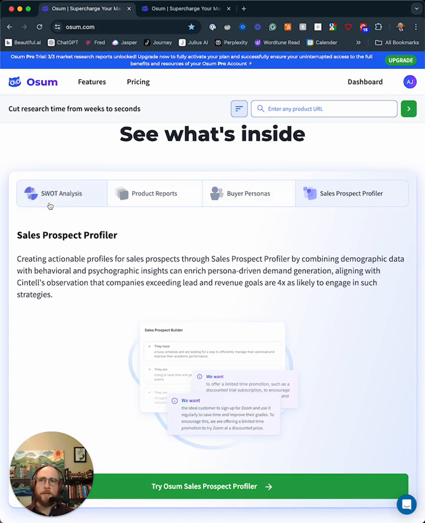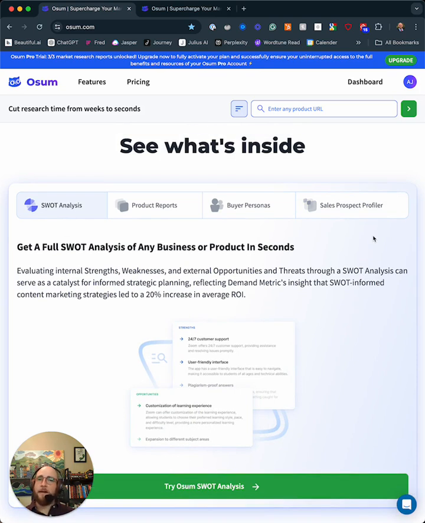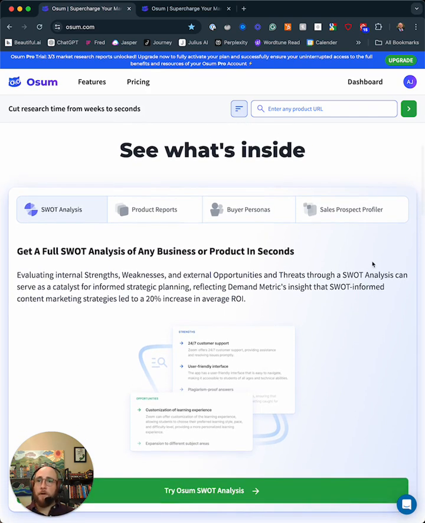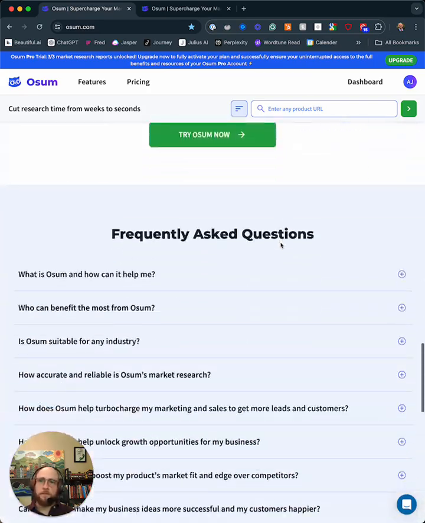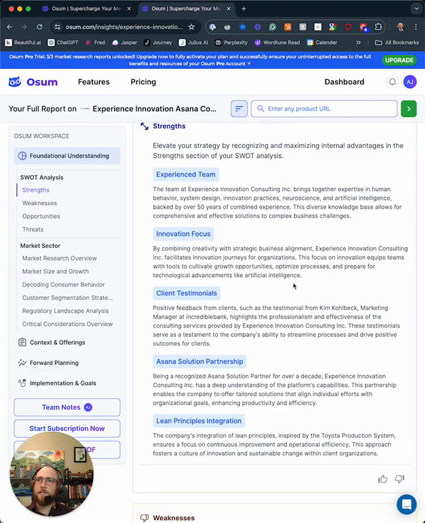I've got a pretty good handle on my organization as a SWOT analysis, and I'm generally pretty hesitant to conduct a SWOT analysis using AI. I haven't seen great results so far, but let's take a deeper look and see what I found inside of Osum. Without further ado, the rest of this is their way versus the old way. Let's actually take a look at the report here.